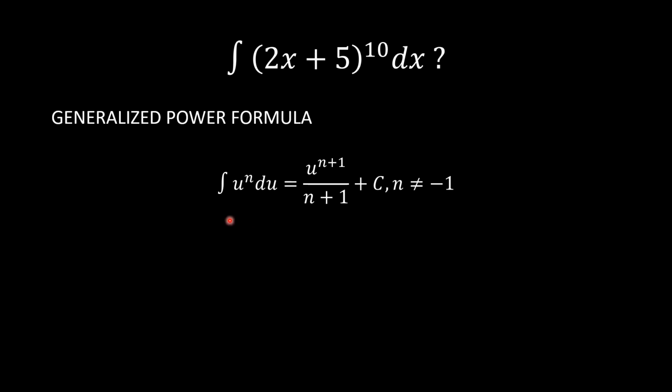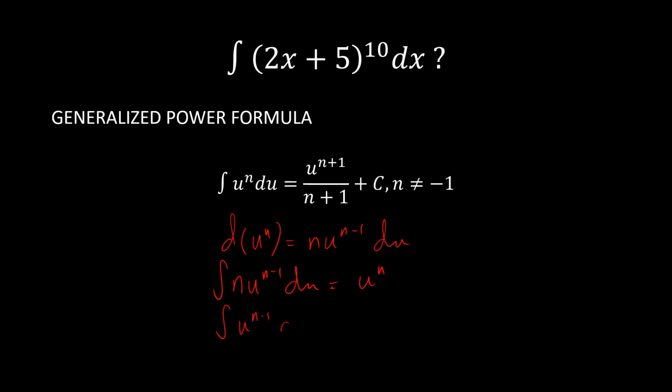The derivation of the generalized power formula is not that difficult. We recall that the differential of u to the n is equal to n u to the n minus 1 du. In terms of integral, we write the integral of n u to the n minus 1 du equal to u to the n. And since n is a non-zero constant, we can divide both sides and we write the integral of u to the n minus 1 du equal to 1 over n u to the n.